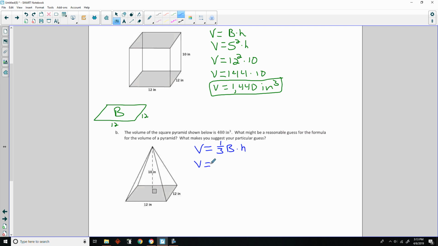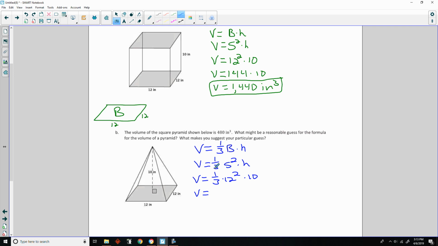And therefore the volume is 1/3 side squared times height. And the volume is 1/3, and the side is 12 squared times the height, 10. So volume equals. Now, you need to be careful here.